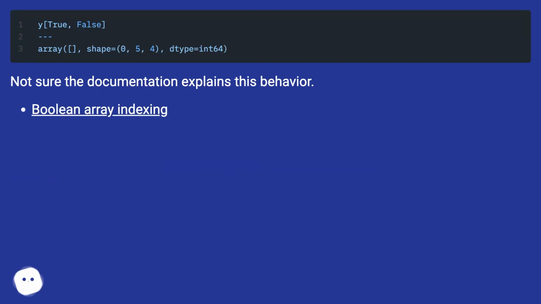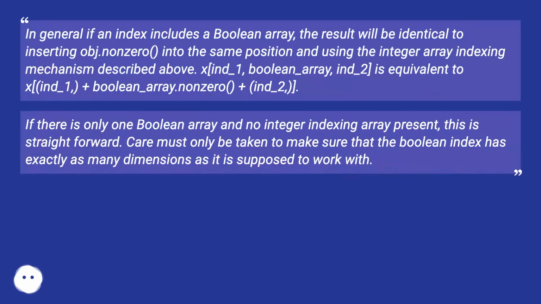Boolean array indexing. In general, if an index includes a Boolean array, the result will be identical to inserting obj.nonzero() into the same position and using the integer array indexing mechanism described above. x[_1, boolean_array, _int_2] is equivalent to x[_1, boolean_array.nonzero(), _int_2].